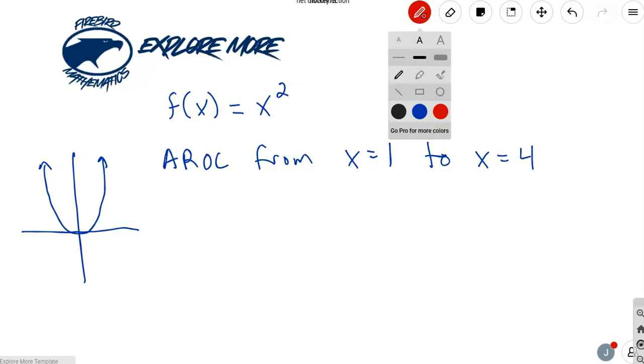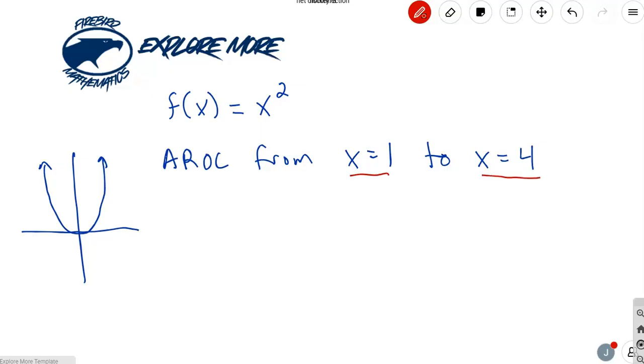Okay, so we can still find the average rate of change on this interval, but just like with our formula for slope, we need two ordered pairs, two coordinates to use to find the average rate of change. Well, to start with, we already know two x values, right? We know x equals 1 and x equals 4. So all we need to find the average rate of change on this interval is to find out what their corresponding y values are.